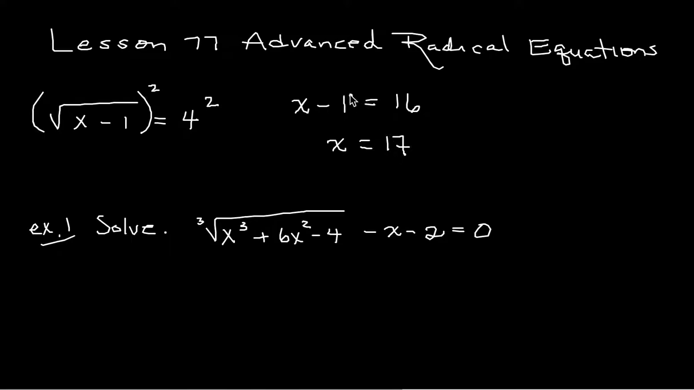With these problems, you always have to check them. Anytime it's a radical problem, check it, because sometimes it throws out an answer that doesn't work. But when we put this back in, 17 minus 1 is 16. We take the square root of it, we get 4, and 4 equals 4. So that one works. So let's try our new problems.